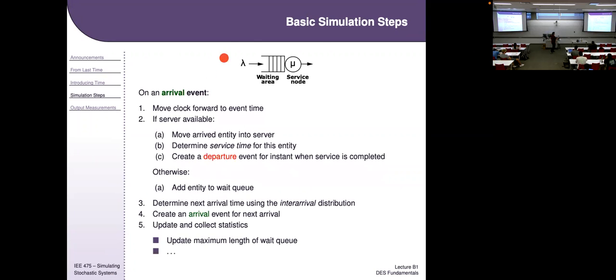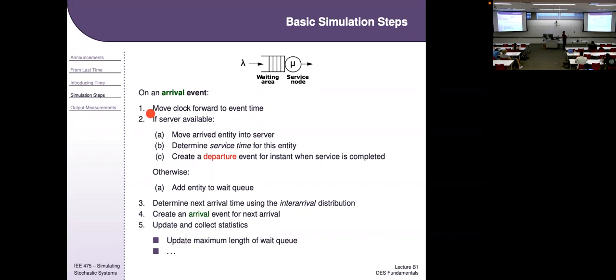Then in these simple queuing systems, like we've seen in the homework, on every arrival event, you go through this same logic, and that logic is written out here. We move our clock forward to the arrival event. If the resource is available, we move the entity into the resource and reduce the number of resources available. We can determine how long the entity will be in that resource by drawing a service time, and we create a departure event based on that service time, which is basically going to be now plus the service time. And we schedule that event.